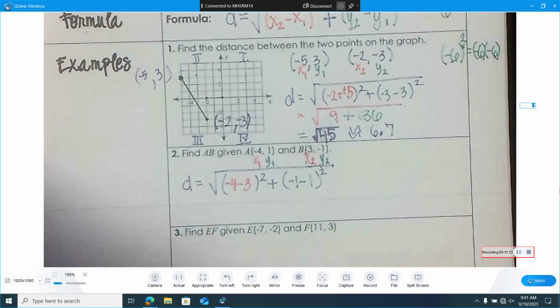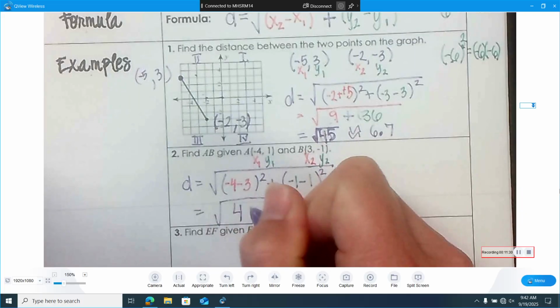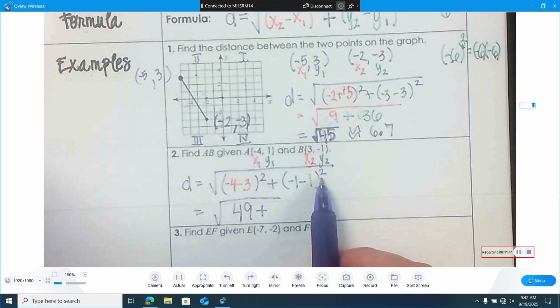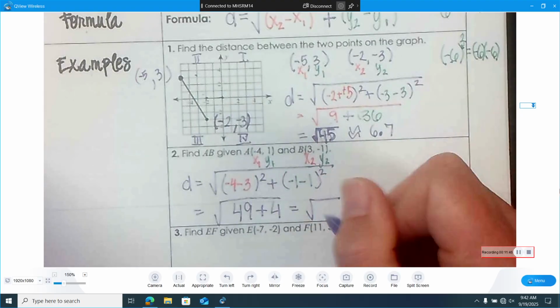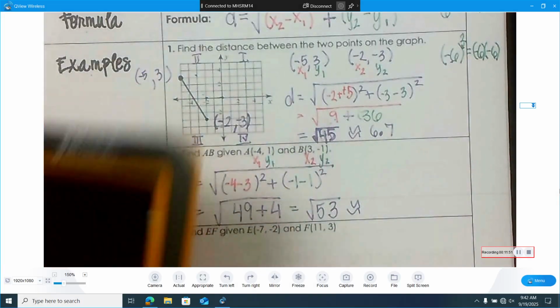And a little bit of cleanup here. I'm going to have, let's see, what is negative 4 subtracting 3? Negative 7. Negative 7 quantity squared is? 49. Negative 7 times negative 7 is 49. Negative 1 minus 1? Negative 2. And negative 2 quantity squared? 4. Negative 2 times negative 2 is 4. Very good. And so we get the square root of 53. And we're going to approximate that.